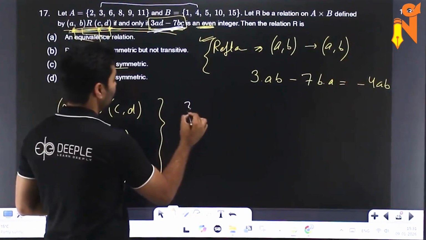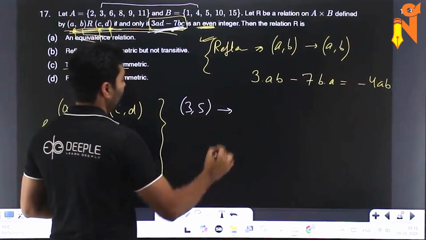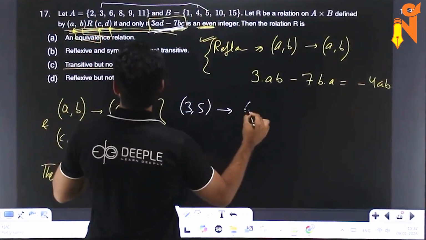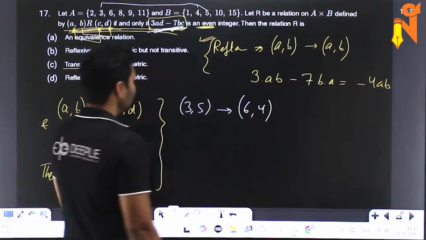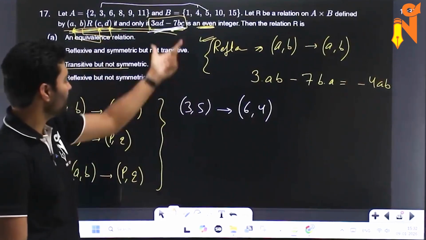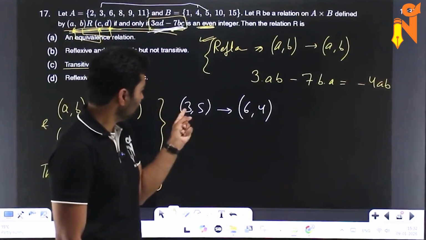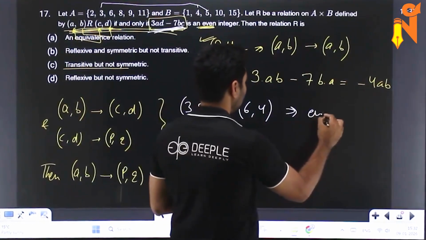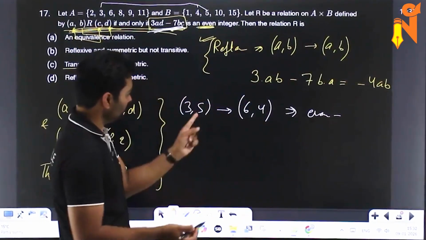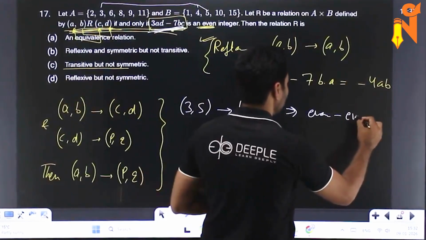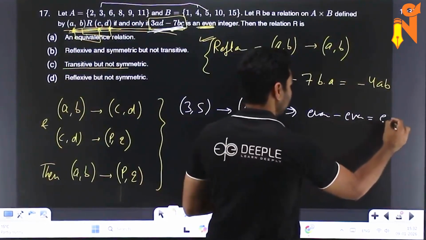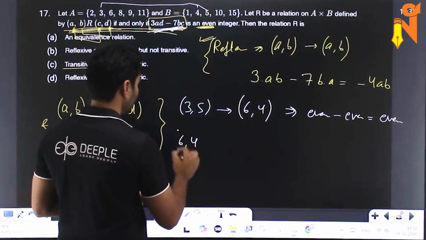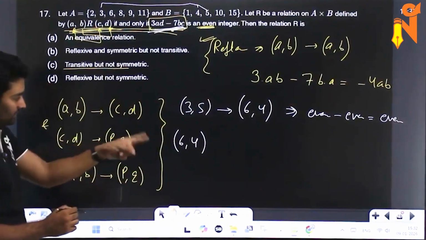Let's say (3, 5). I am checking transitive. Let's say (3, 5) and (6, 4). Yes, it's even. How to check? This is the property. So 3 times A into D, which means an even number, minus 7 times this into this, it's all even, this also even. So even minus even is also even. Then the next one is (6, 4). This is the next part, CD.